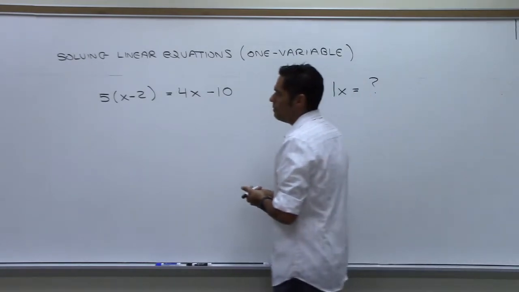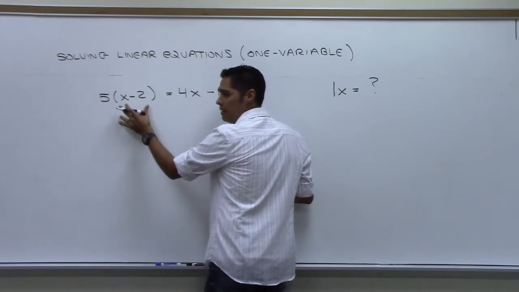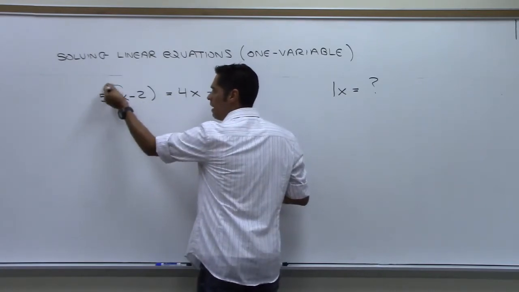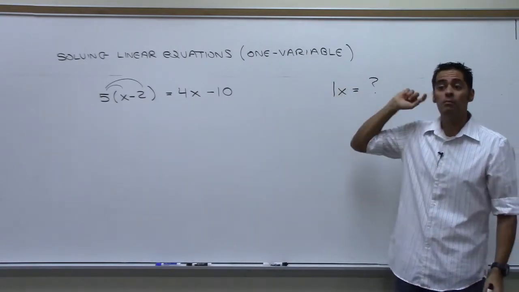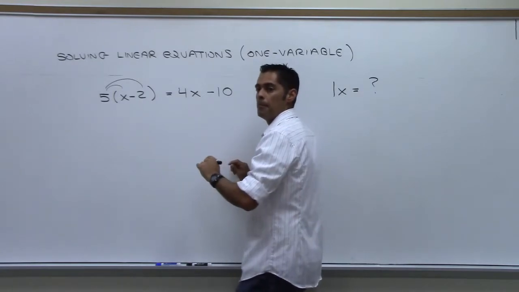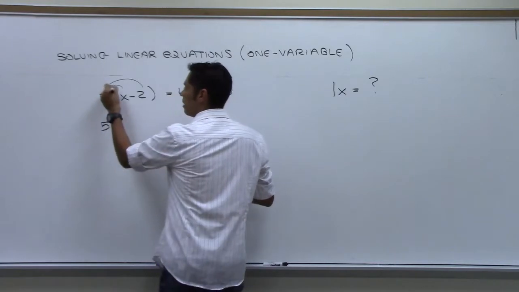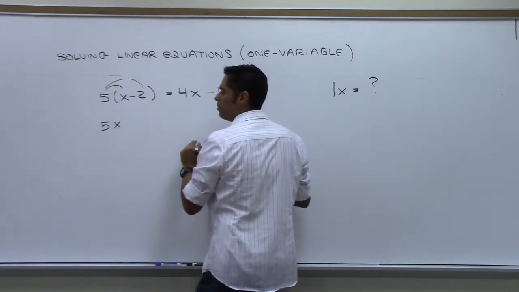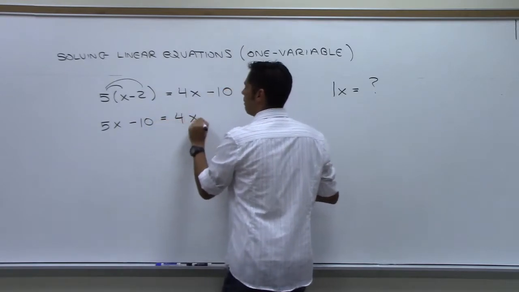So here's what I'm going to do. I'm going to try and first release this x from the parenthesis, right? To do that, I will distribute the 5 through the parenthesis. So this is multiplication through. 5x. That's 5 times x. What's 5 times negative 2? Negative 10. And then you just rewrite everything like this.